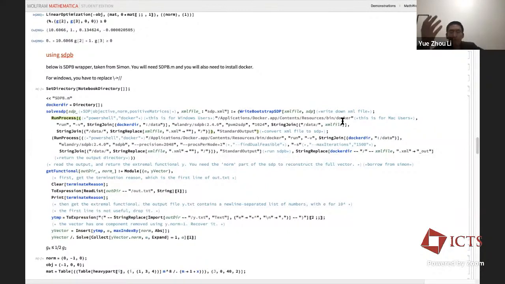But for Windows users, it would be different. For Windows users, you don't use this line. Rather, you use this line. You call PowerShell, and you tell PowerShell to initiate Docker, and then you do all the things. And also for Windows users, the big difference is that you don't use this slash. Rather, you use this slash to represent the terminal command.